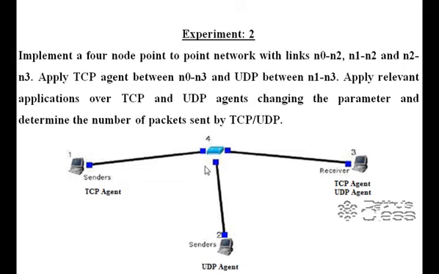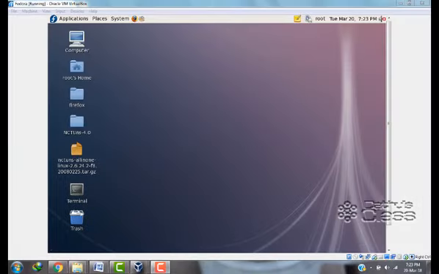Now we need to apply TCP between N0 to N3 and UDP between N1 to N3. Next, we need to change the network parameters like bandwidth, queue size, and we need to determine how many packets are sent by TCP agent, how many packets are sent by UDP agent, and measure how many packets are received by TCP agent and UDP agent at the receiver. So this is the question.